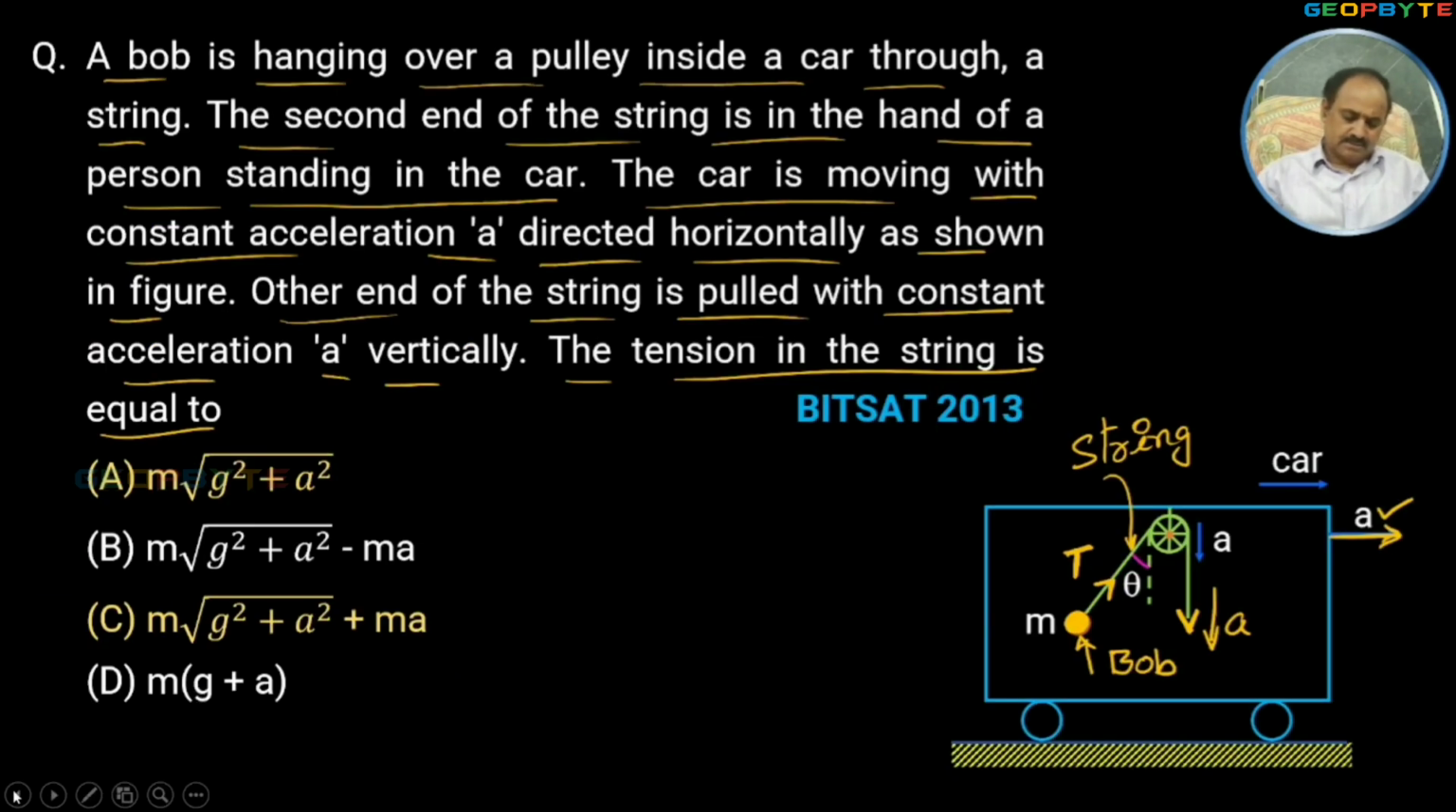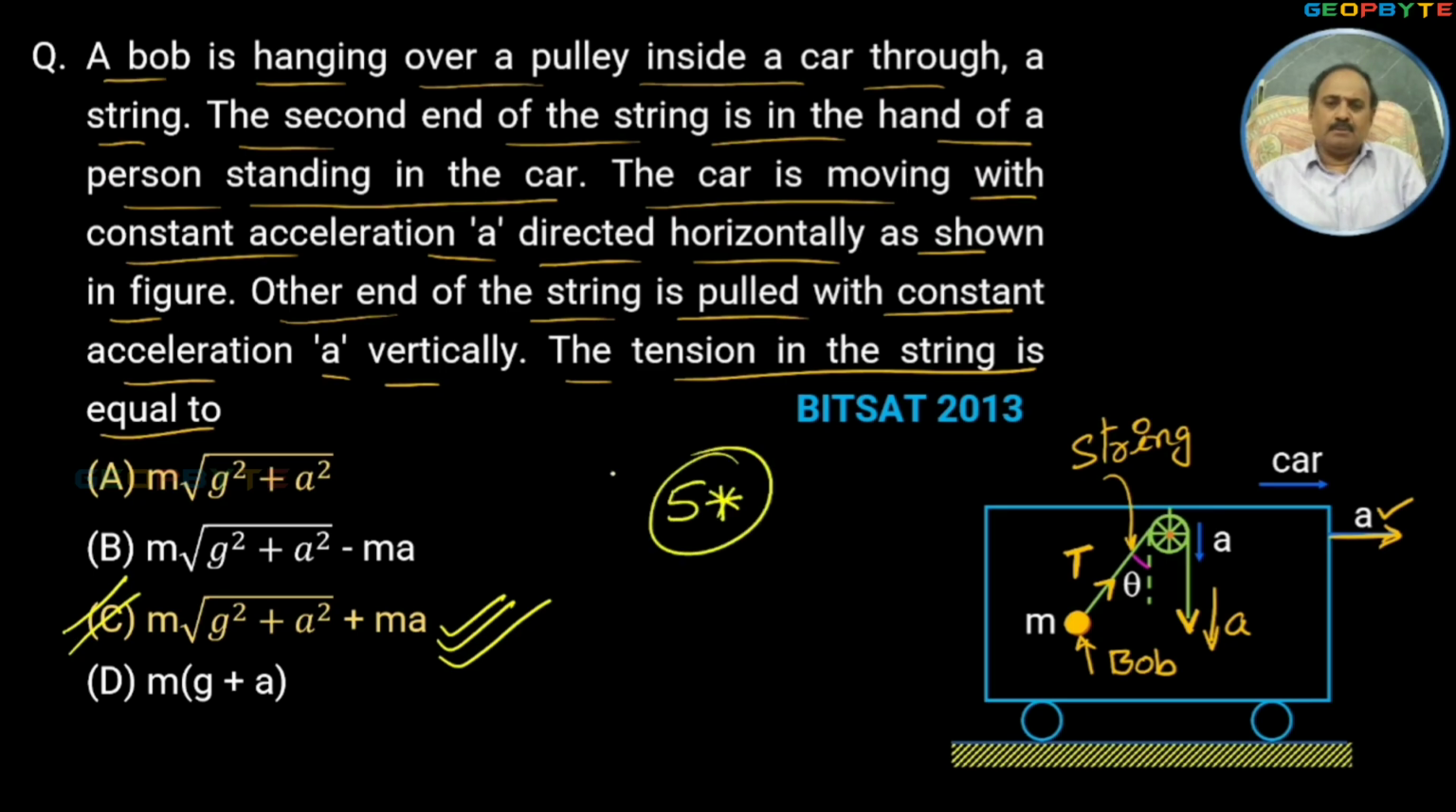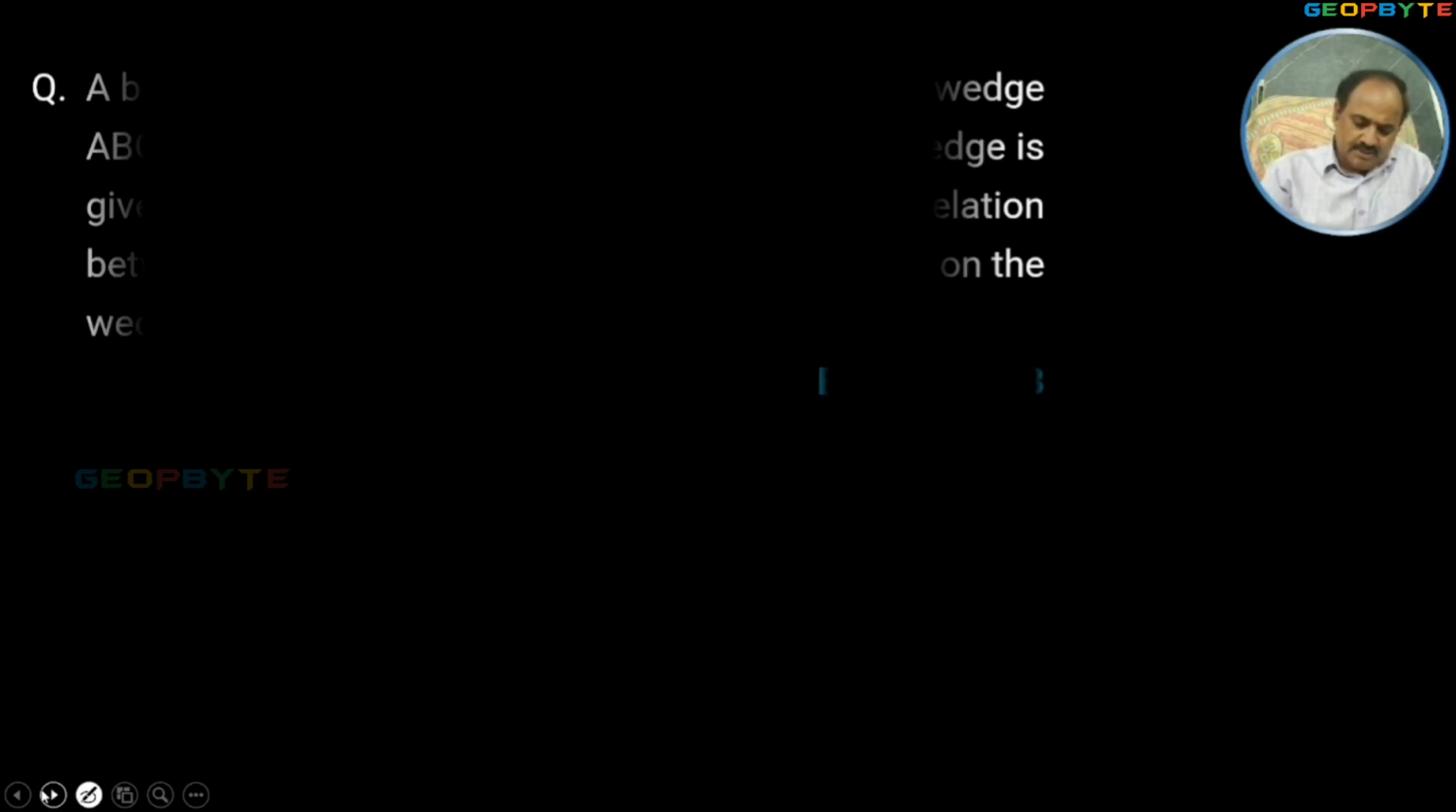Now look at the options. Look at option C. Option C is absolutely correct. Understood clearly? Yes. It is a very important problem. I am marking it as a 5-star problem, which means this kind of problem can be repeated in competitive exams. Okay. Similarly, let us take another important problem.